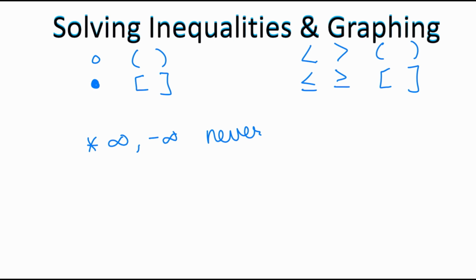This basically means that if you have a problem that is less than or greater than, you're going to use parentheses when you write your answer. And if it's less than or equal to, greater than or equal to, you're going to use brackets instead. As a reminder, infinity and negative infinity never use a bracket because infinity is not a real number. It is just the idea of unboundedness. So let's go ahead and try some problems.